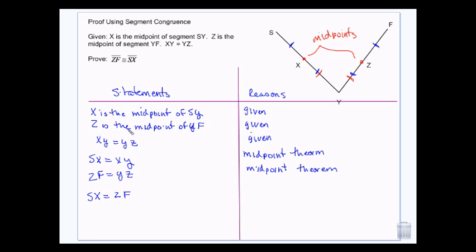Because we were told that here. And if these are the same length as those, and those are the same length as each other, aren't these the same length as each other? Yeah. And that's substitution. And then if they're the same length as each other, that makes them congruent because that's the definition of congruent.